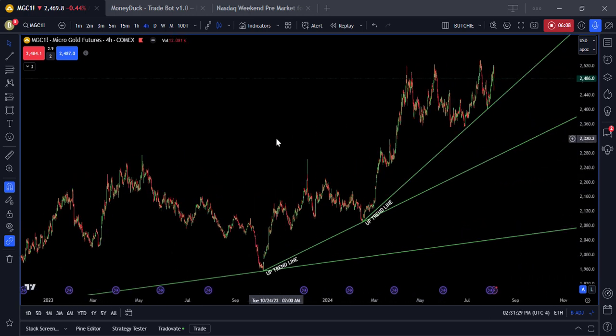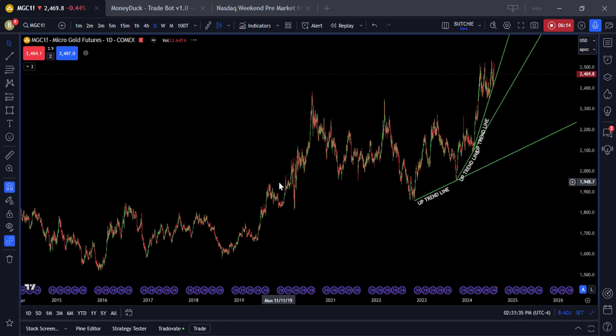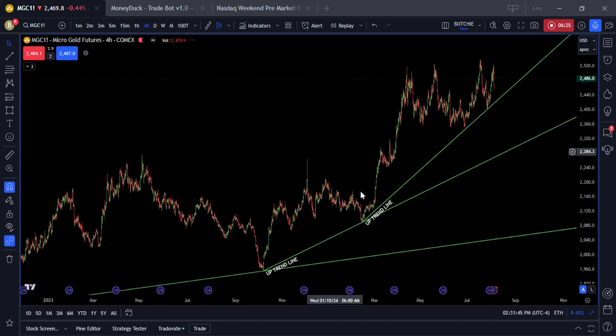So do we have any upper trend lines? We do not. We don't have anything. If we go to a daily time frame, we still don't have anything. So I don't actually have a downtrend line to draw. We've been making all-time highs in gold. So let's go back to our 4 hours.